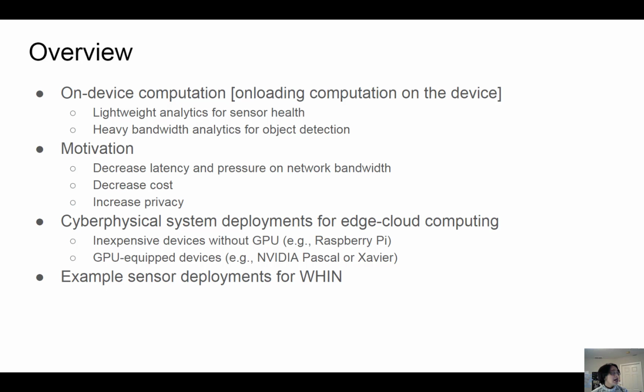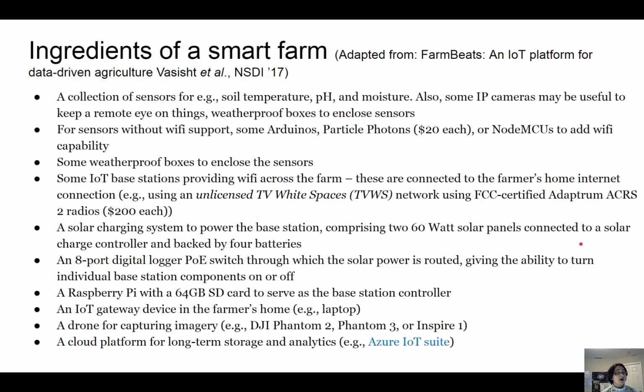I will also show you some test deployments of a cyber physical system consisting of sensors for moisture and temperature connected to the edge device, which is a Raspberry Pi. The specific algorithm that we are using is anomaly detection. And then we are also using an object detection algorithm using an NVIDIA Jetson. And I will show you some sensor deployments that have been done via the WIN project, which is the Wabash Heartland Innovation Network project.